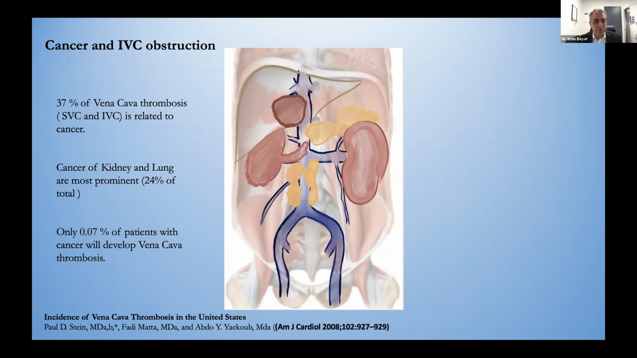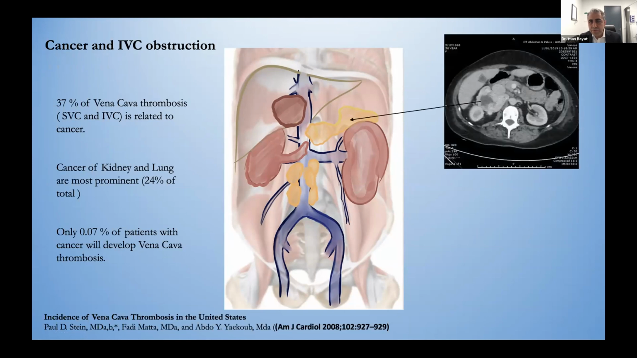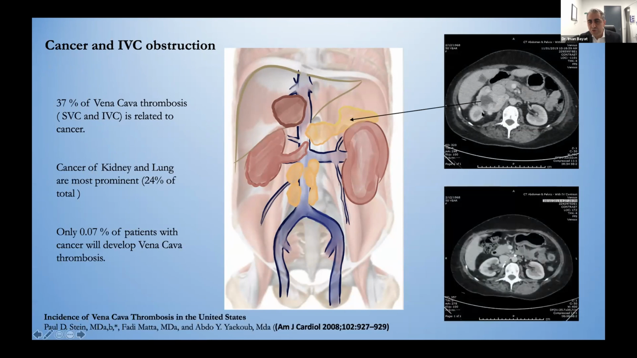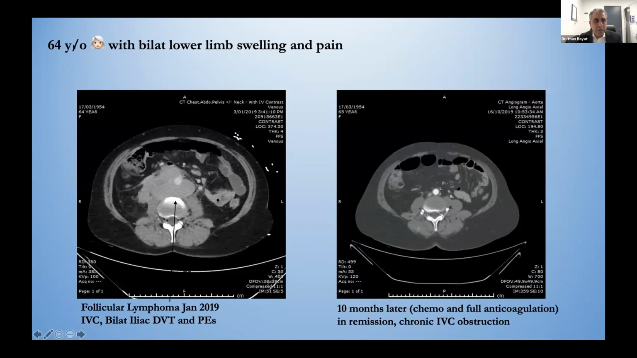However, only 0.07% of patients with cancer will actually develop vena cava thrombosis. And we shouldn't forget that there's still a role for the knife and some Prolene suture, and this is a patient with an adrenal tumor that we resected, and they were fine. This is a 64-year-old lady with bilateral lower limb swelling and pain.